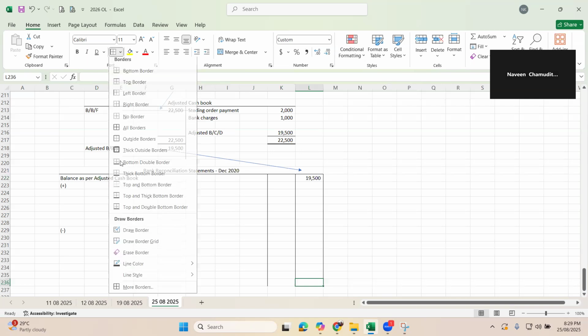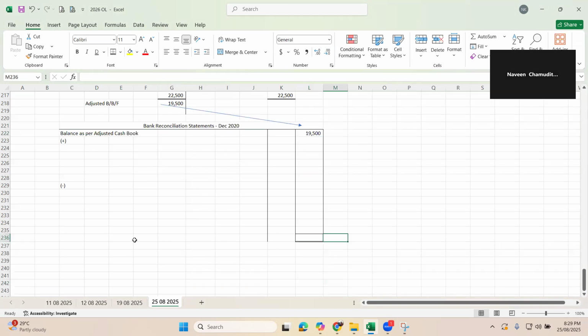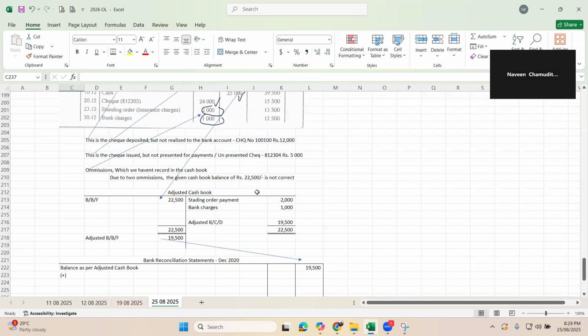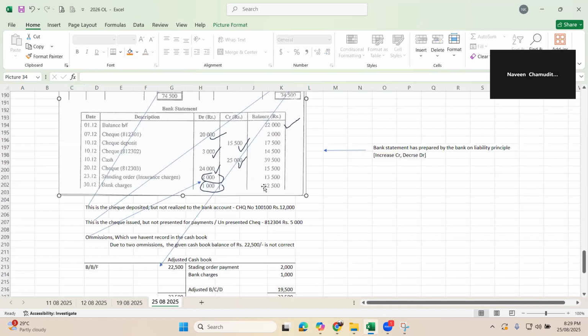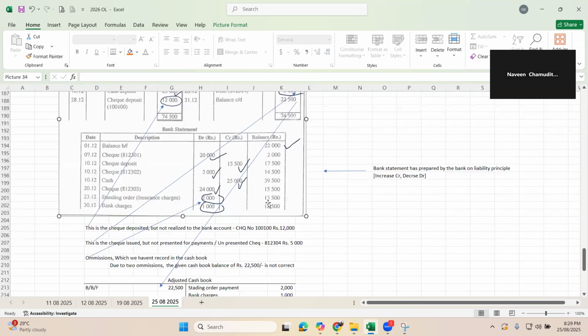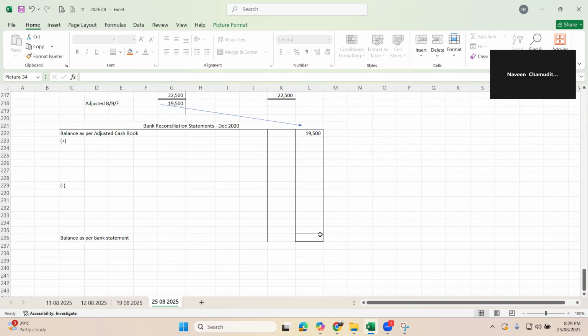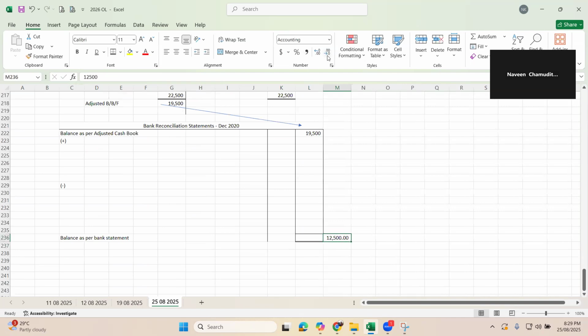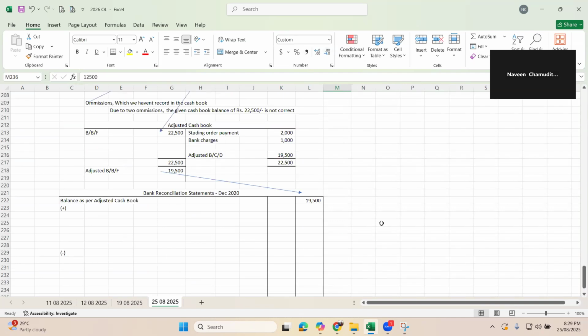Your answer should be balance as per the bank statement. Here, balance as per bank statement. This is your final answer. It's given here. How much is the balance as per the bank statement? This is the balance, 12,500. This is the balance as per bank statement. How much the answer should be? Answer should be 12,500, right? If you do the question correctly, your answer should be 12,500.